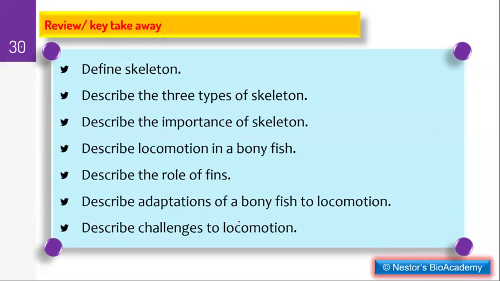And also you need to be able to describe locomotion in a bony fish. What are the various roles that the fins play in locomotion in fishes, and also the adaptations of the bony fish to locomotion. And also remember, we have the various challenges to locomotion that the fishes always experience, and you need to be able to list them and describe them: yawing, rolling, and pitching.